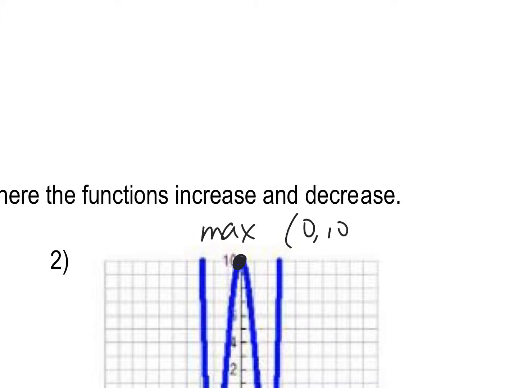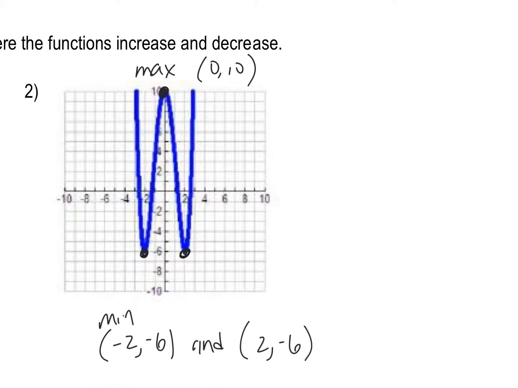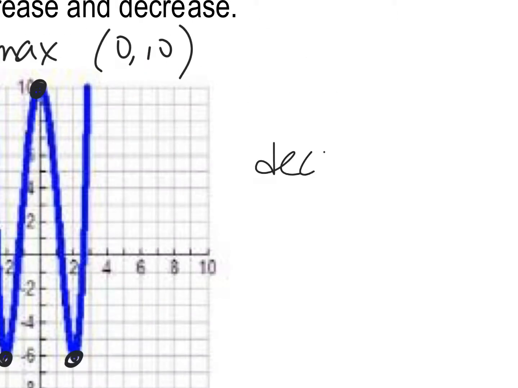So this should be very simple. You should be hopefully a little bit bored right now, but not too bored. We have two intervals where it's decreasing. So the roller coaster is going down right here, which would be -infinity to -2. Remember, we always use the x value. So decreasing: -infinity to -2.